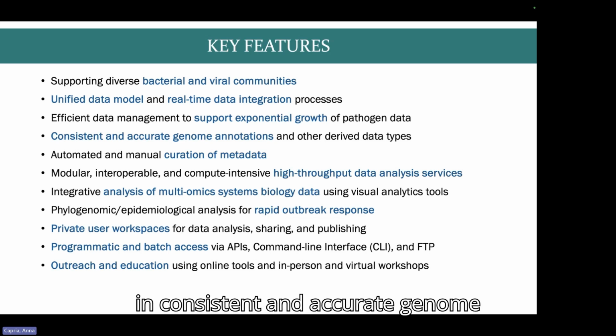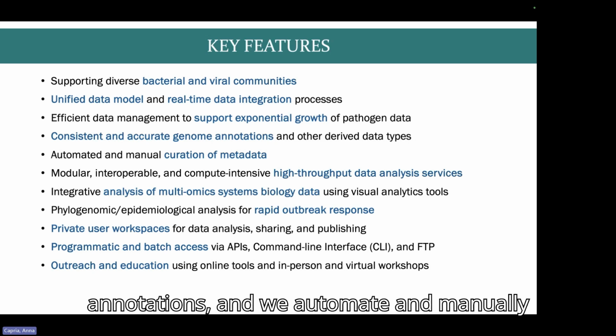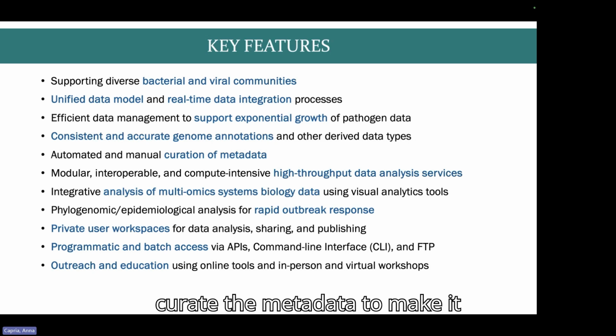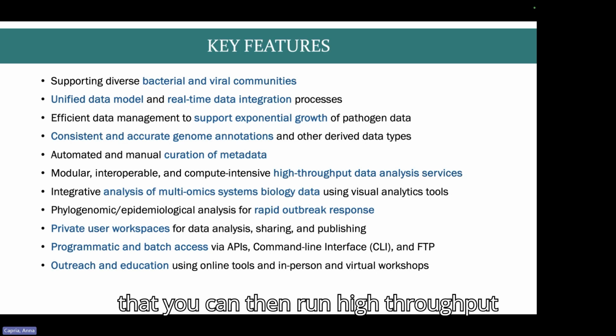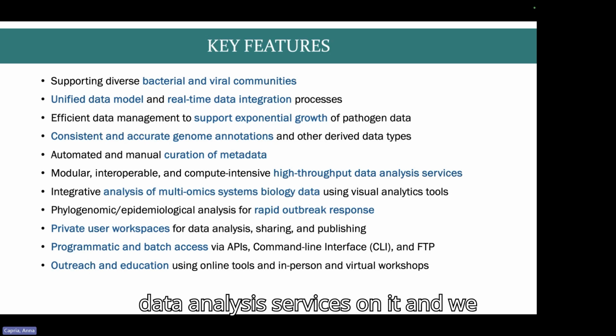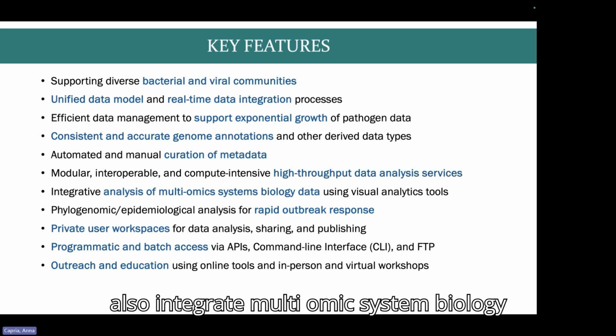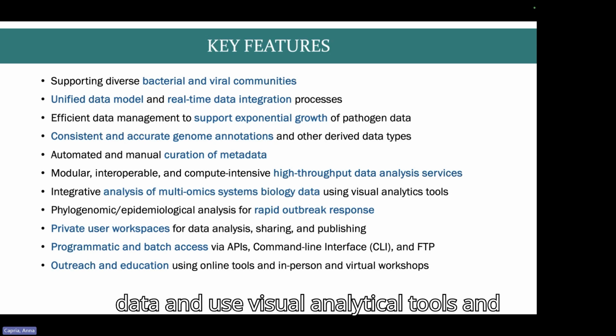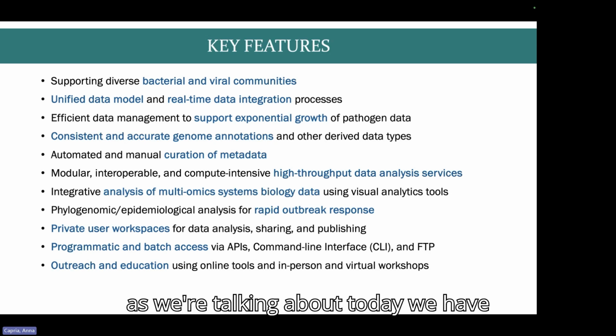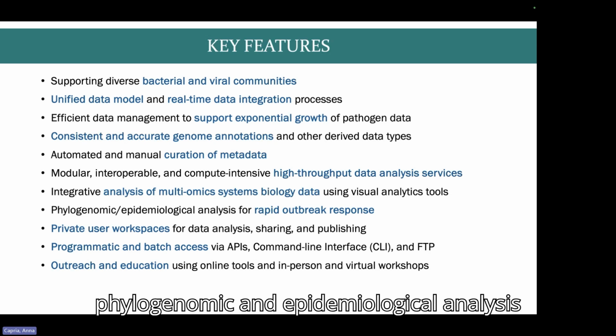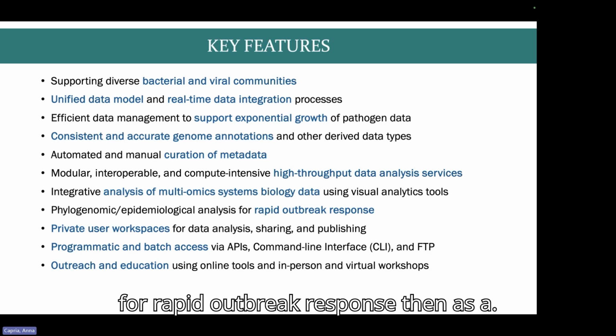BV-BRC also pulls in consistent and accurate genome annotations, and we automate and manually curate the metadata to make it as useful as it can be for you. And then all of that data can be put into different gene or protein groups so that you can then run high throughput data analysis services on it. And we also integrate multi-omic system biology data and use visual analytical tools. And as we're talking about today, we have phylogenomic and epidemiological analysis for rapid outbreak response.